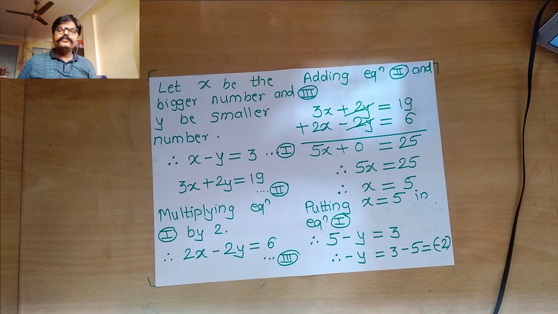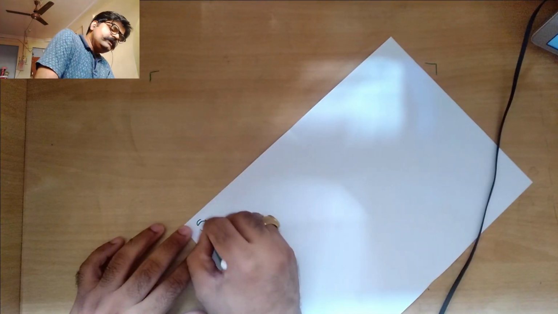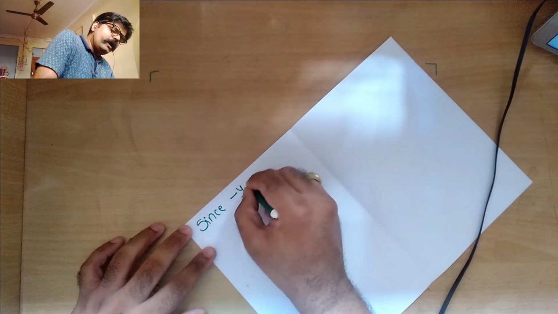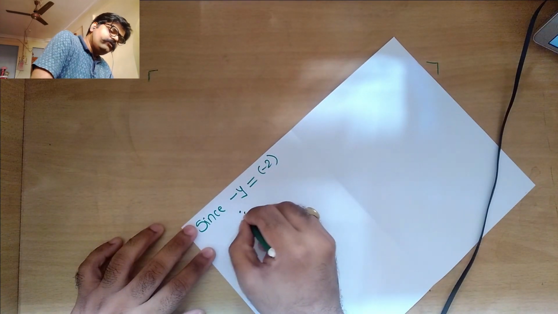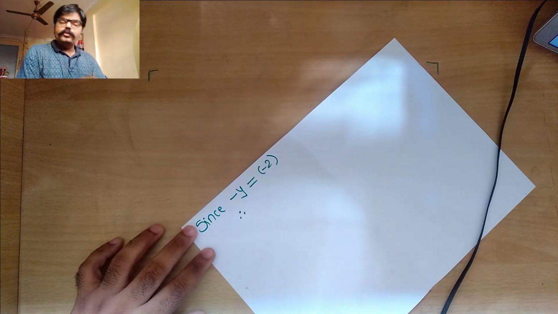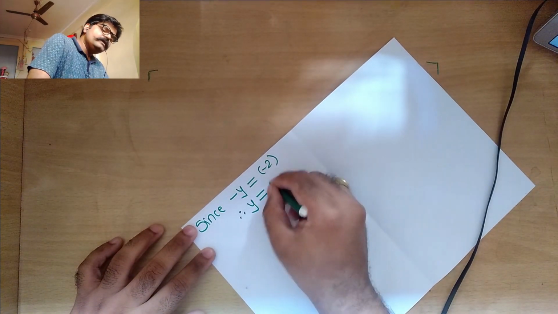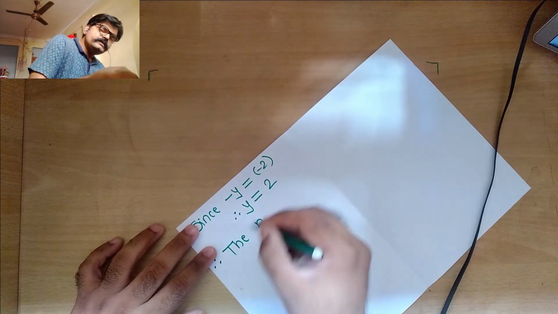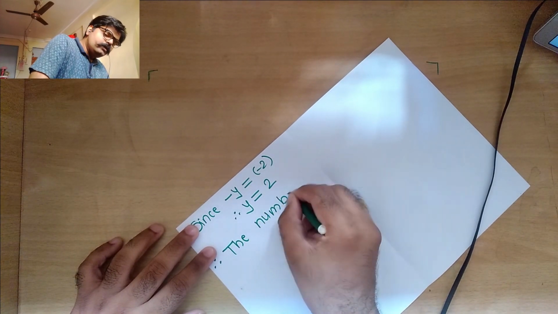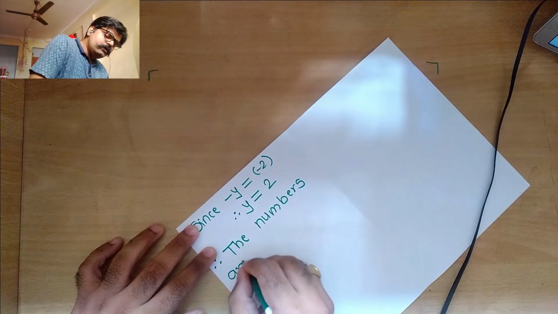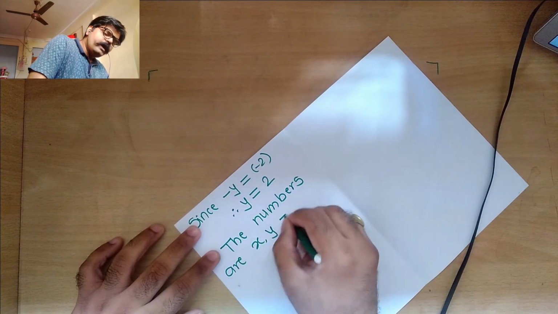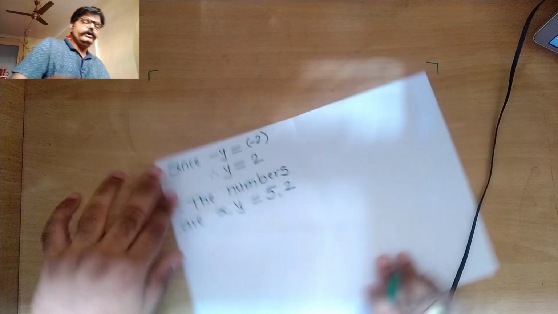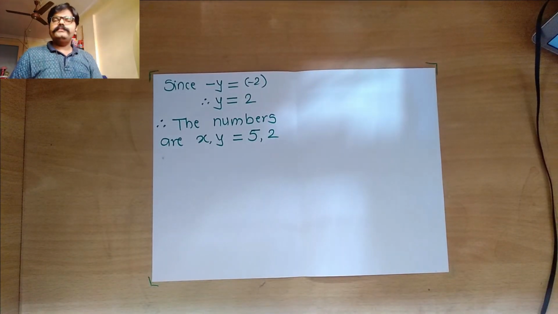Now what we are going to do is that we are going to write down our final answer. Let us see exactly how that can be written. Since minus y was equal to minus 2, therefore by multiplying by minus 1 on both the sides, we are going to have y is equal to positive 2. Therefore, the numbers are, this is our final statement, the numbers are x comma y is equal to 5 comma 2. That's it.